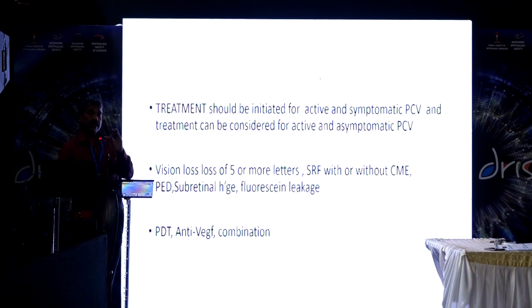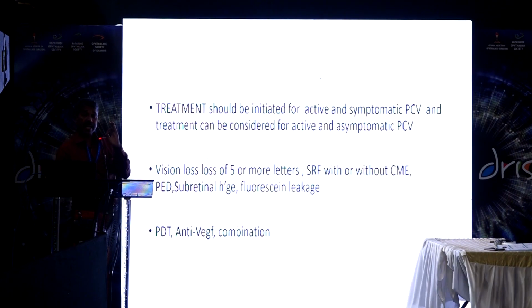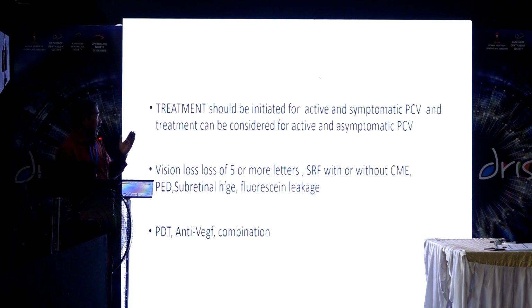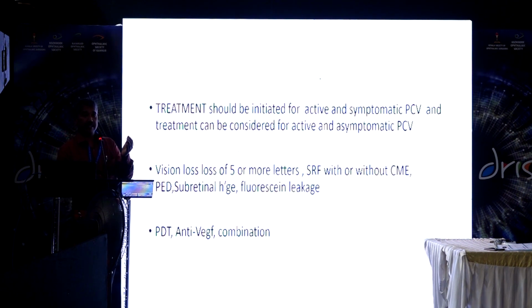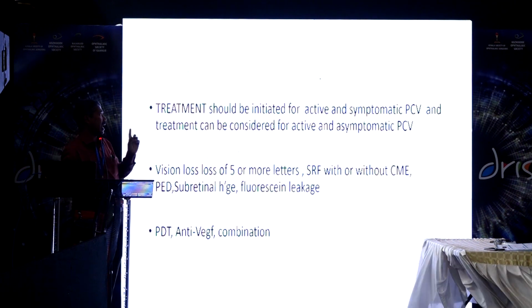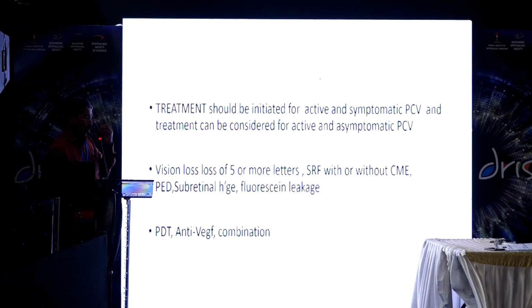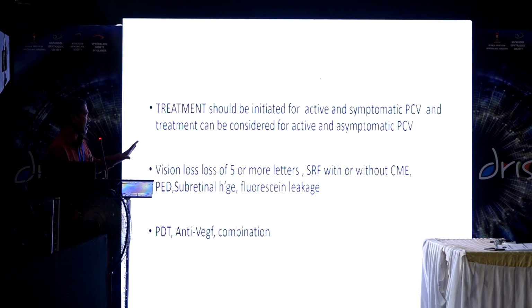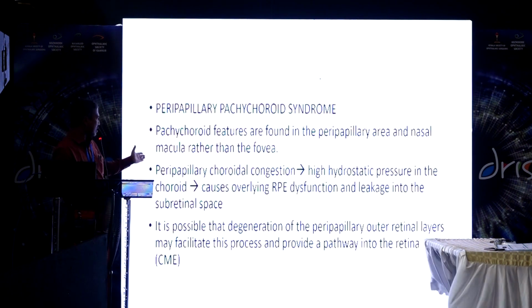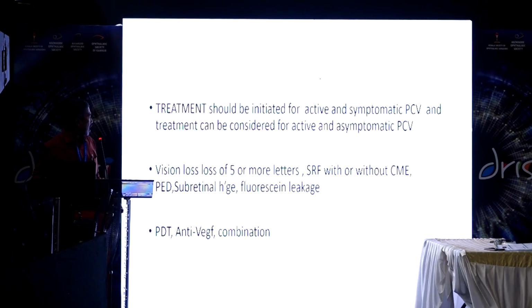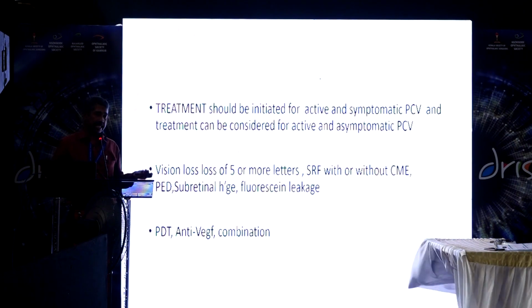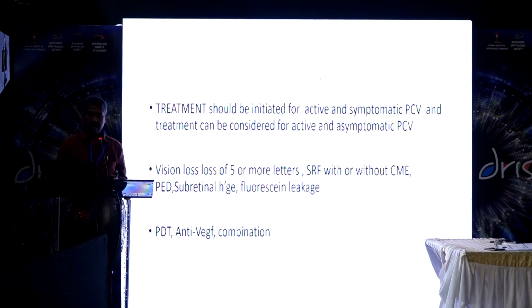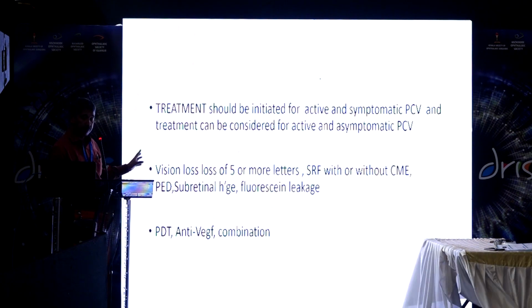Treatment should be initiated for every patient who is symptomatic and has active PCV. You can also consider treatment for patients who are asymptomatic but active, but all those with active and symptomatic PCV should be treated. One sign of active PCV is SRF. There are many other signs. There are no internationally recognized criteria to determine which is active, but a few are loss of vision of more than 5 letters on a ETDRS chart, SRF with or without cystoid edema, and subretinal hemorrhage. All these suggest treatment for PCV.